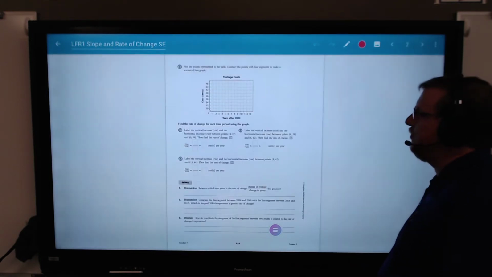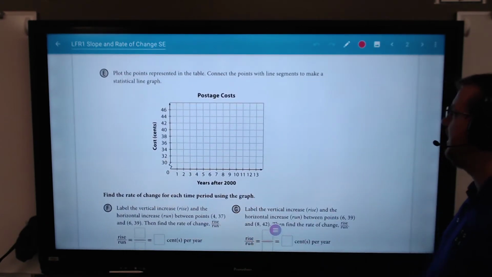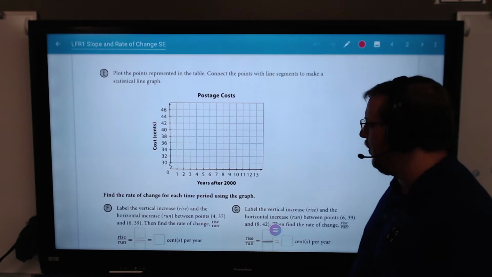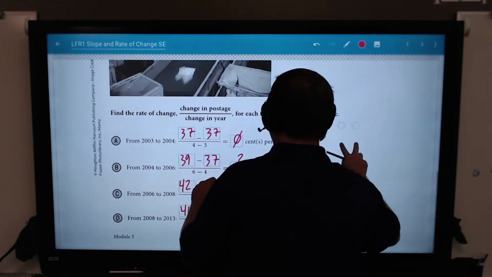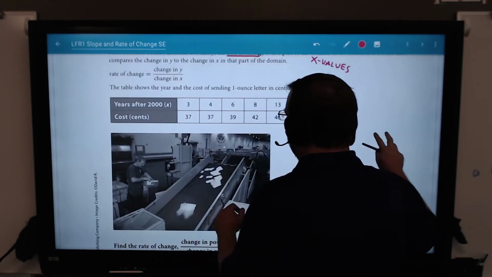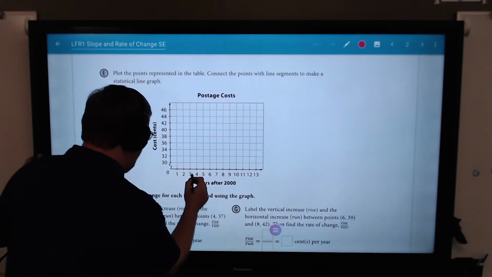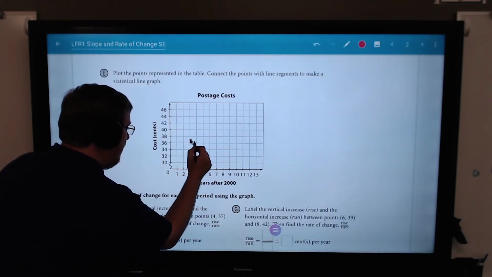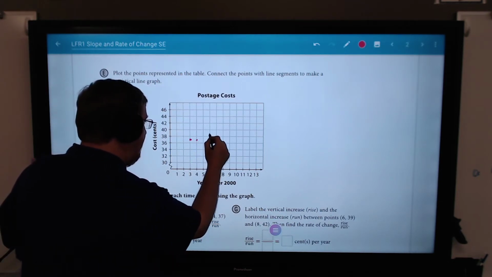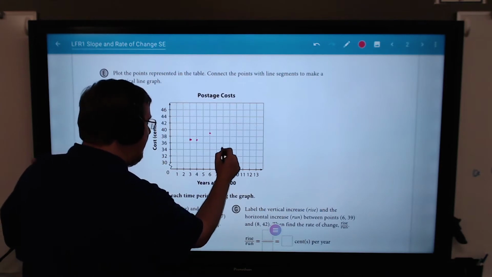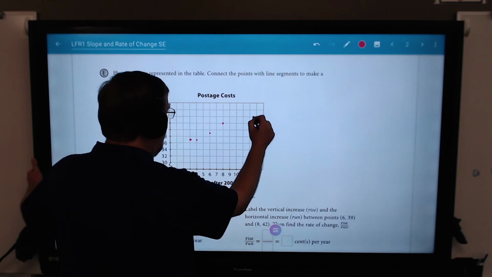Let's go to the next page here. Plot the points represented in the table. Connect the points with line segments to make a statistical line graph. So let's double check my numbers. 2003, 37. 2004, 37. 2006, 39. 2008, 42, and 2013 was 46.